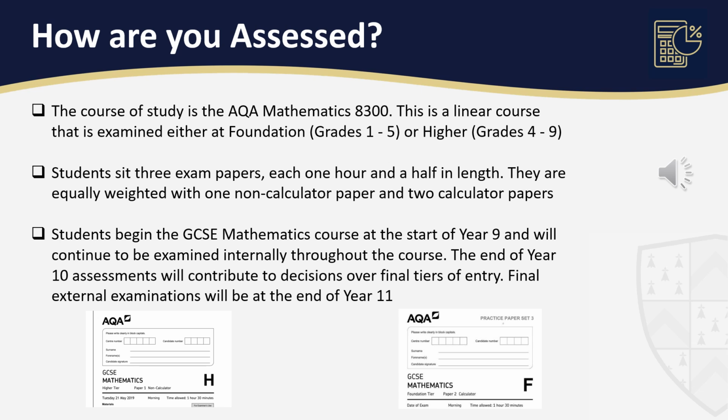Students begin the GCSE Mathematics course at the start of Year 9 and will continue to be examined internally and regularly throughout the course. The end of Year 10 assessments will contribute to decisions over the final tiers of entry. Final external examinations will be at the end of Year 11.